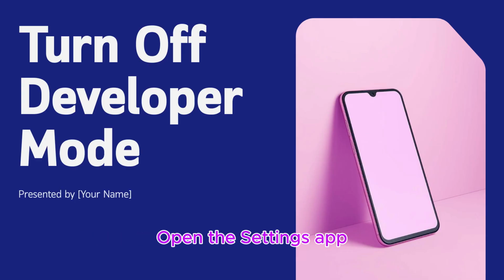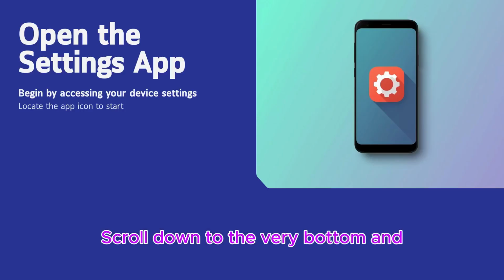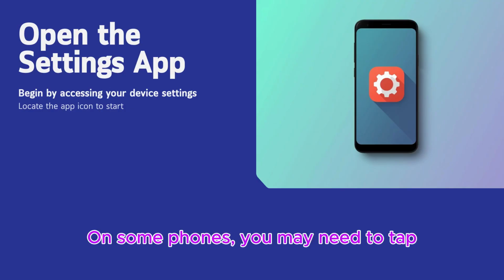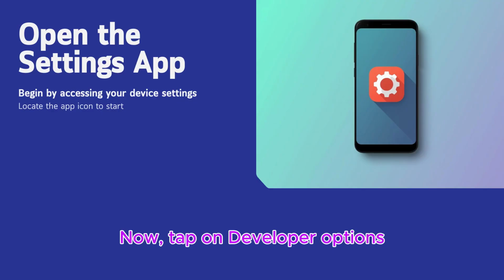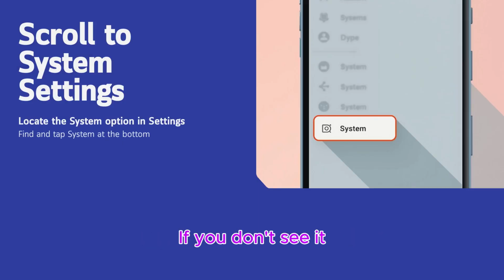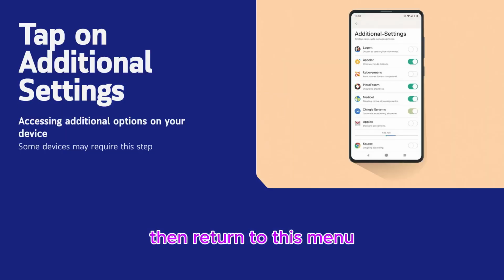Open the Settings app, scroll down to the very bottom and tap on System. On some phones, you may need to tap Additional Settings first. Now tap on Developer Options. If you don't see it, go to About Phone and tap build number 7 times. Enable it first, then return to this menu.